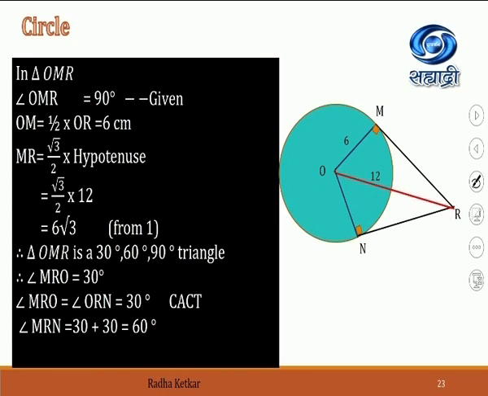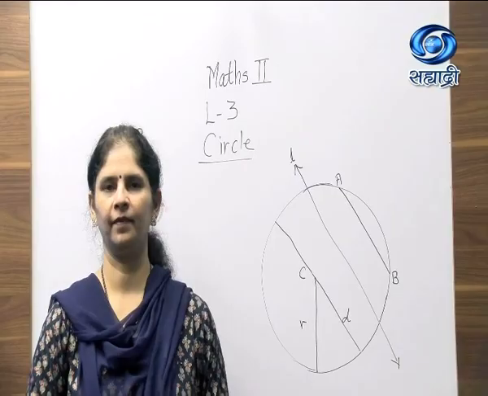So if we have observed such a relation, we can say that the triangle is of 30, 60, 90 type. So angle MRO is going to be 30, and this angle ORN will also be 30 degrees. So how will you find out MRN? You can add these two angles, 30 plus 30, that gives you 60 degrees.